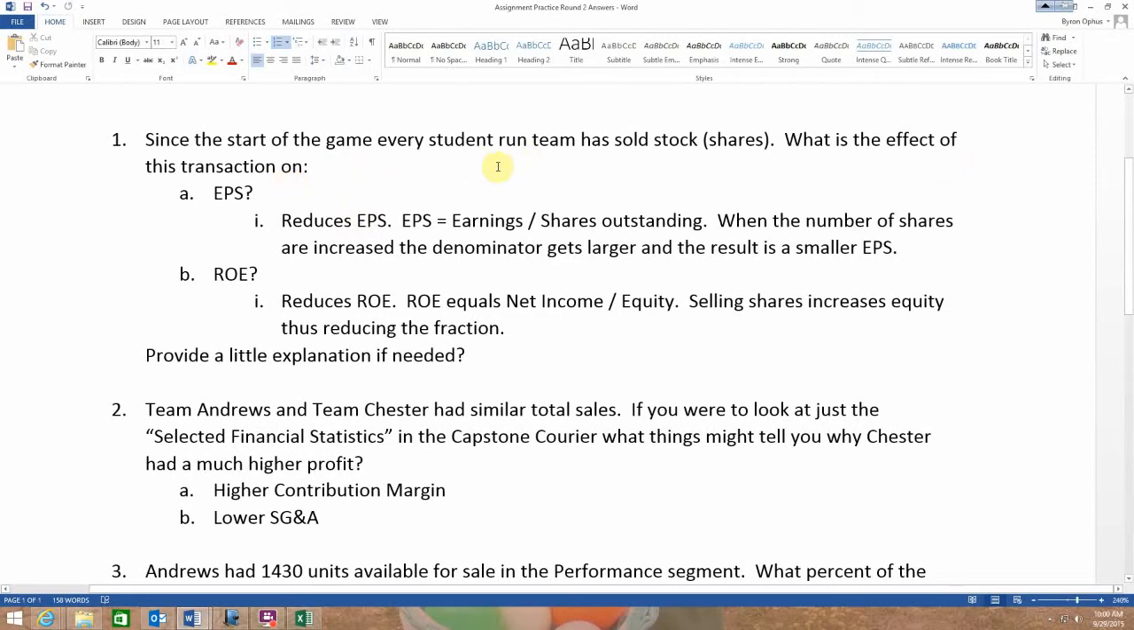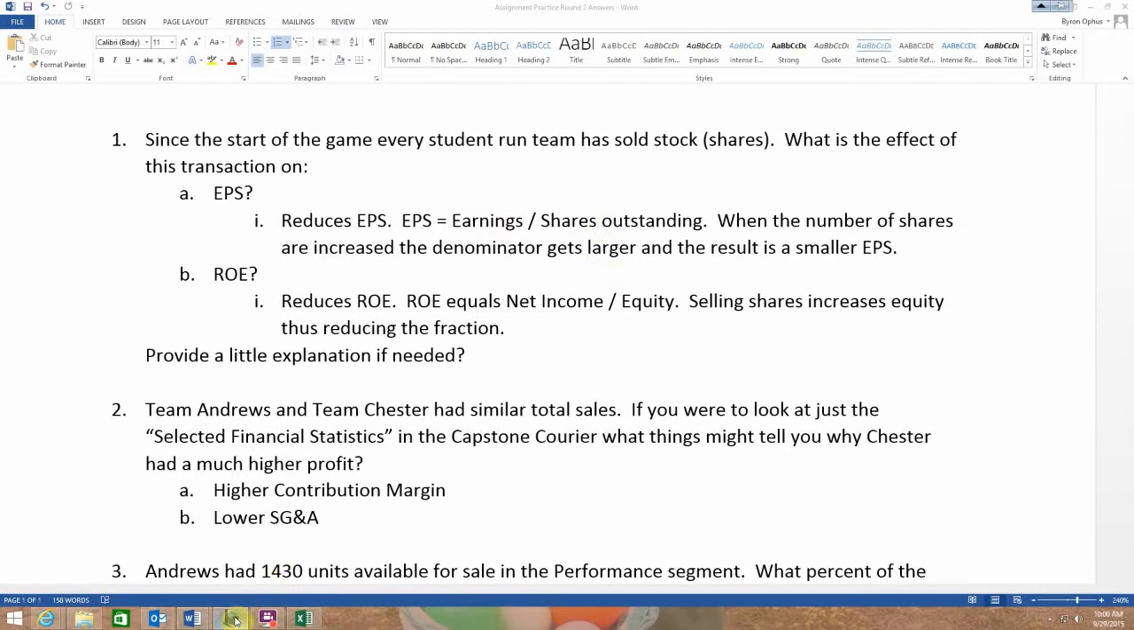Since the start of the game, every student-run team has sold stock or shares. What is the effect of this transaction on earnings per share? I'm sorry, hang on here. There. If you unplug your phone, it quits ringing. So, what's the effect on earnings per share? Well, it reduces earnings per share, because earnings per share is simply equal to the earnings divided by the number of shares outstanding. Well, when we increase the number of shares outstanding, the denominator, the result is a smaller number.